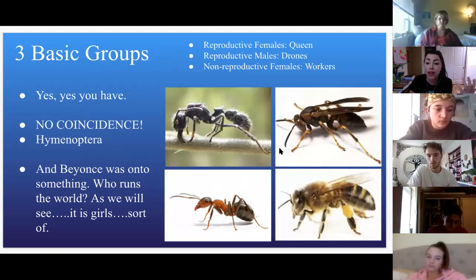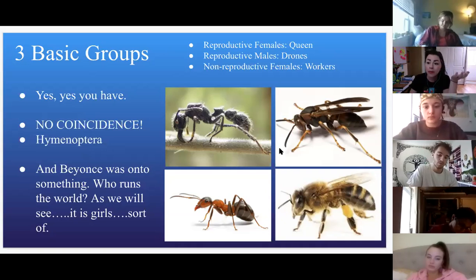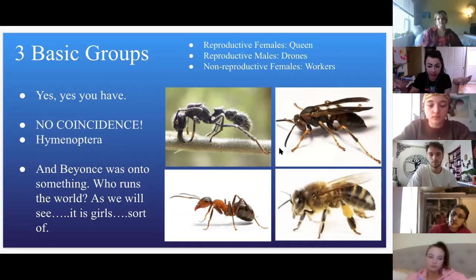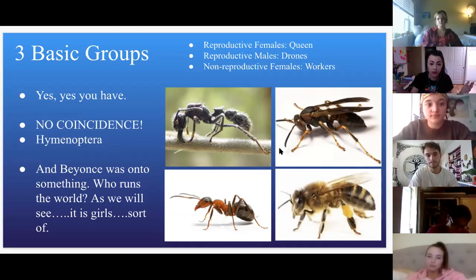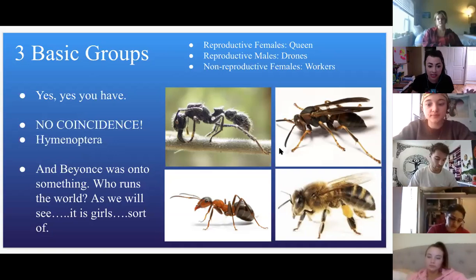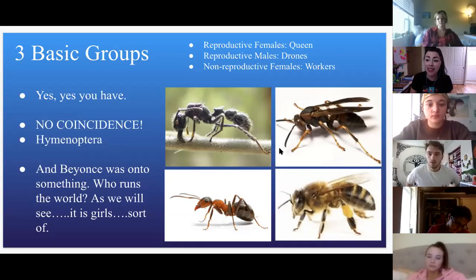So they're all in the Hymenoptera family. Hymen means membrane. That Ptera part means flight. And so that basically just means that they are the insects, for the most part, that have clear wings that are very membranous and they can fly. So they're all related. So that makes sense. So I just jotted down there, Beyonce was clearly onto something. Who runs the world? Well, it is kind of girls, only it's girl insects and not necessarily girl humans, as we will see in a moment.